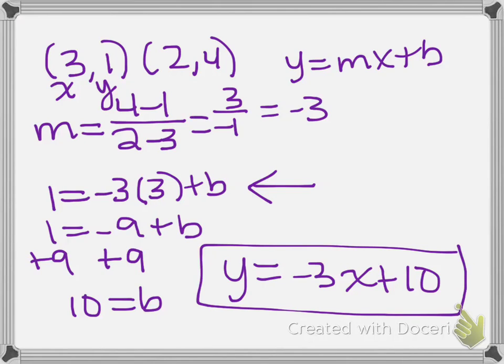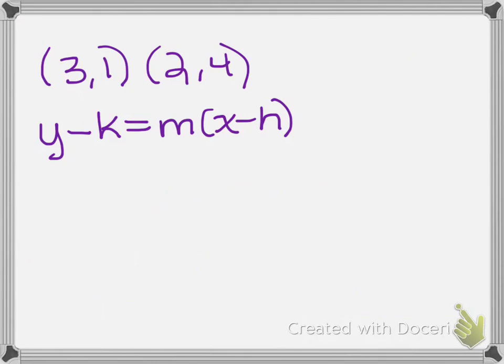There's another way to write linear equations without going through that process. And since I want you to be experts, I want you to learn multiple ways. And this other way is called point slope form. It's y minus k equals m times x minus h, where h and k are a point on the line that is a solution.